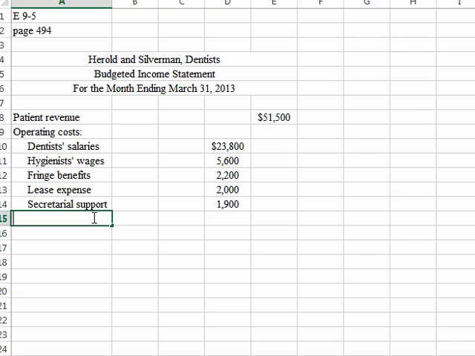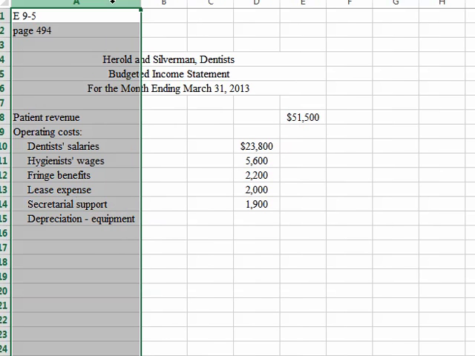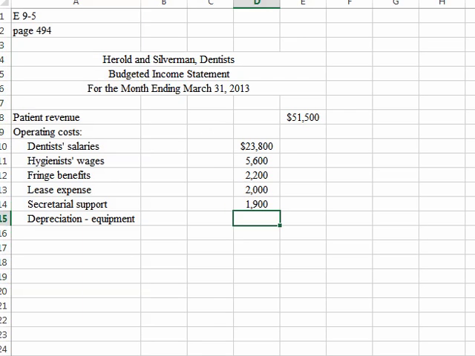Okay, next we have depreciation on equipment, which was expected to be 1,500. You know, some of these numbers you can hit pretty well too, you guys. The biggest guess is probably patient revenue. We probably know our dentist salaries and hygienist wages fairly closely, if not exactly, before going into the month.